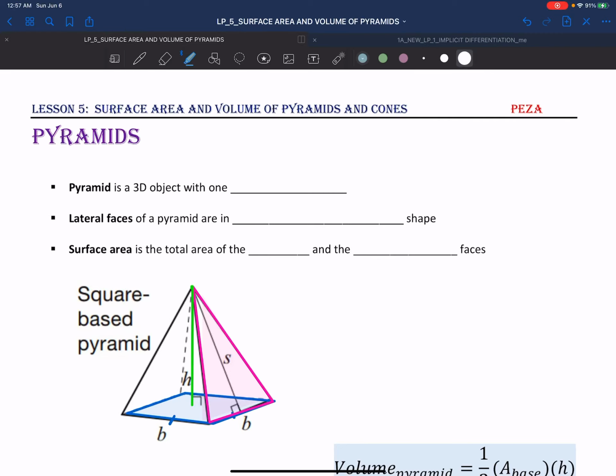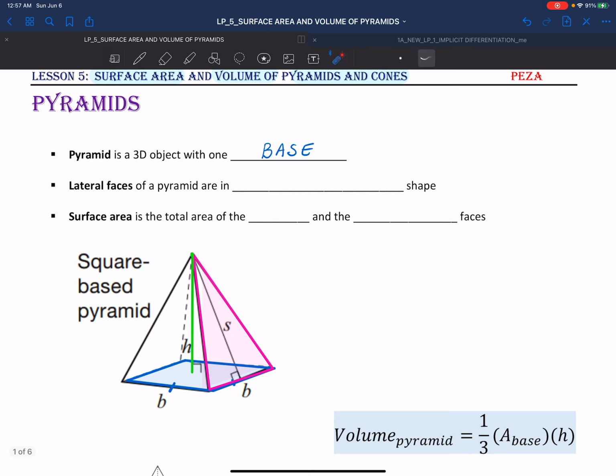Hello and welcome. In this lesson, we will talk about the surface area and volume of pyramids and cones. Please recall that pyramids are 3D objects with only one base. If you look at this square base pyramid, the base is highlighted in blue and it is in a square shape, which is indicated by labeling the two consecutive sides of the base by the same letter B.